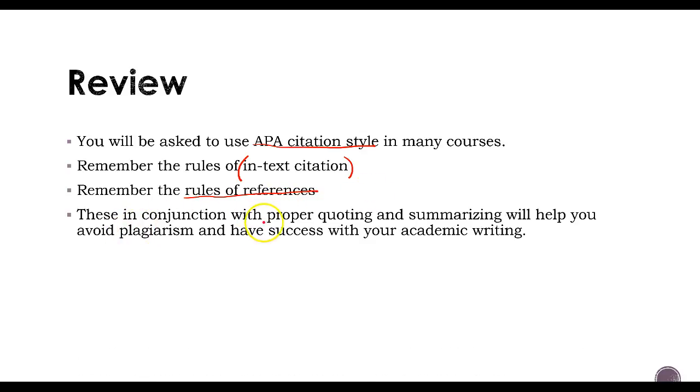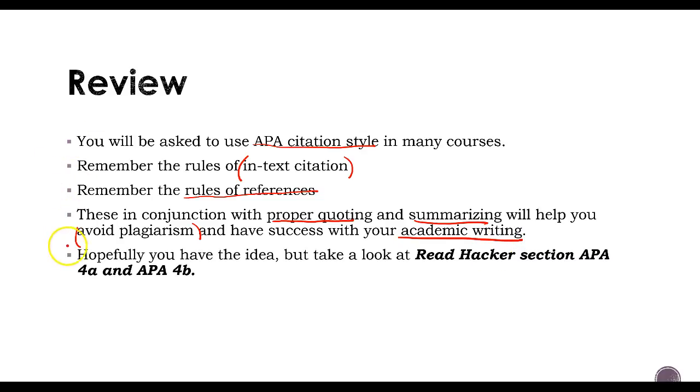In conjunction with proper quoting and summarizing, using a citation method will help you to avoid plagiarism and give appropriate credit for your sources. And that'll make you successful in your academic writing. So hopefully you have the idea, but take a look at the Hacker book, read APA section 4A and 4B for a little bit more on citation. I know this is a bit of a crash course in citation, but hopefully you have the idea now. So after reading that, move on to lesson 12, and I'll see you there.